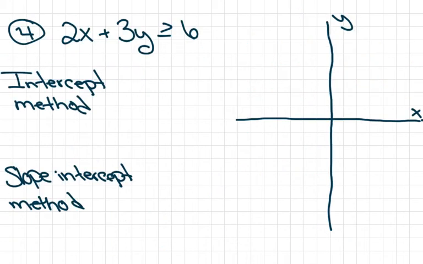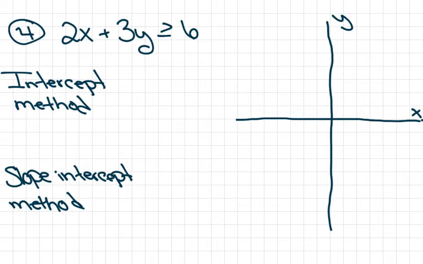Now, if instead they give you an equation in standard form, something like 2x plus 3y is greater than or equal to 6, what we want to talk about on this one is you have two choices. You could go ahead and do the intercept method, which is what we talked about in our notes, and I'll show that. And we could also do our slope-intercept method.